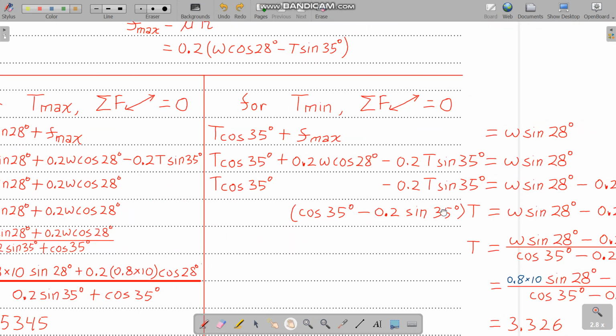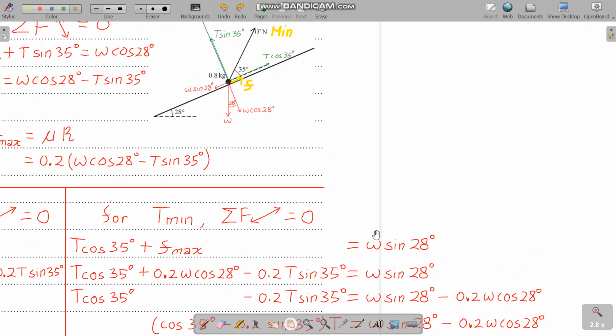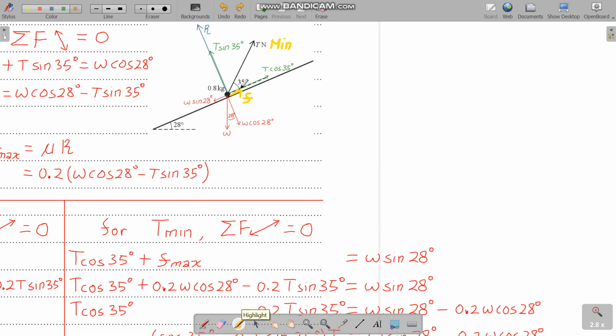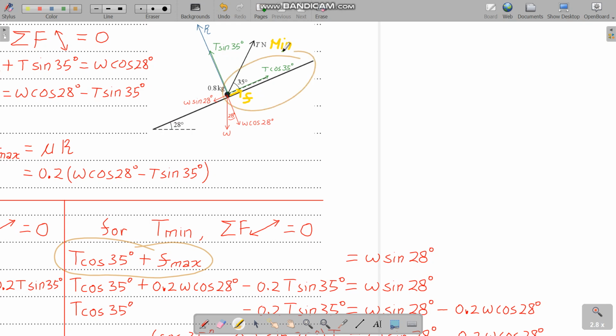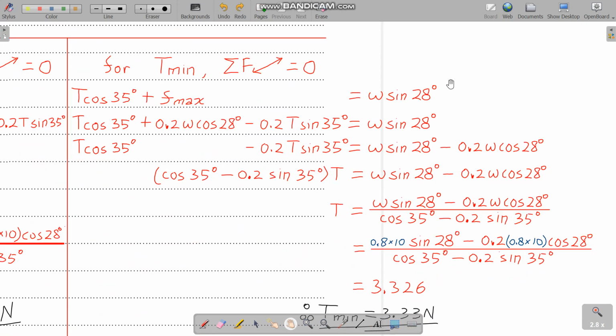Now for the second condition, look at the diagram here. This time the T is really small. The friction F should help the T also up the slope to balance the W sine. So sigma F in this direction, parallel to the slope, equals 0. Up the slope we have T cos plus F, and down the slope we have W sine. So now we are solving for T.